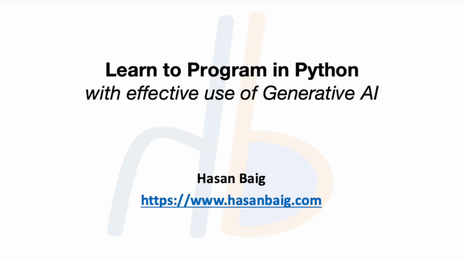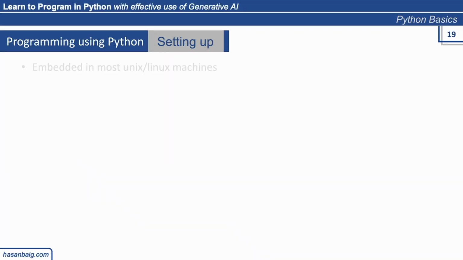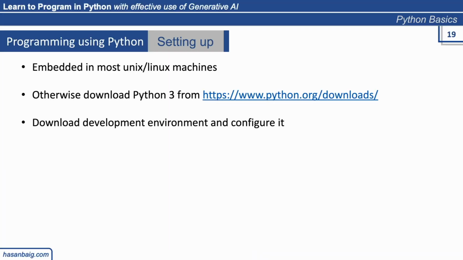Okay, so this was just a very quick glimpse of how a Python program looks like. We will be developing this exact same program, but in order to develop that, we first need to set it up on our computer. So setting up Python, it is usually embedded in most Unix and Linux machines. If you cannot find it on your computer, then you need to download it from this link. And we also need to download a development environment and configure it. We will be talking about it in a while.